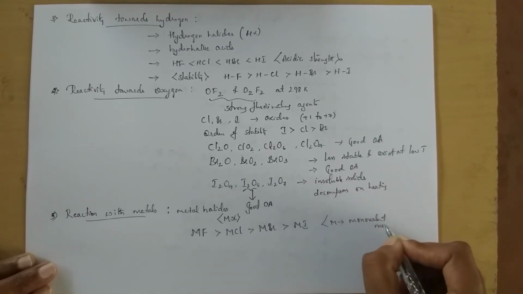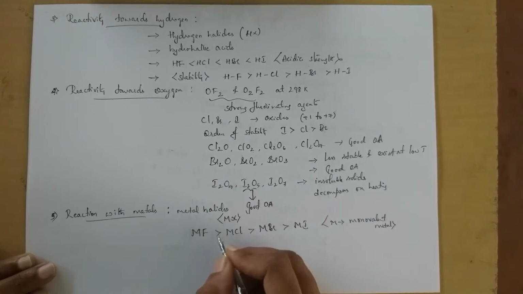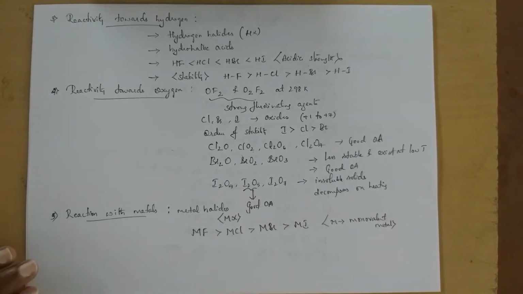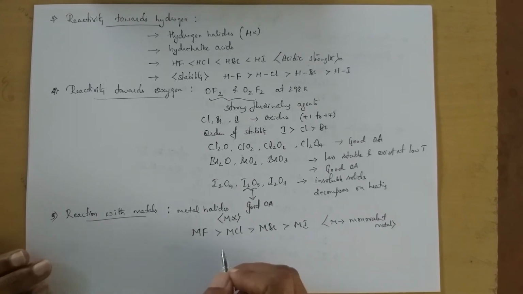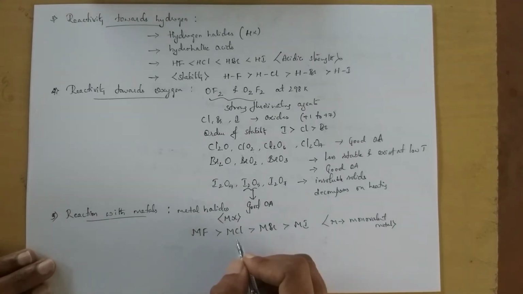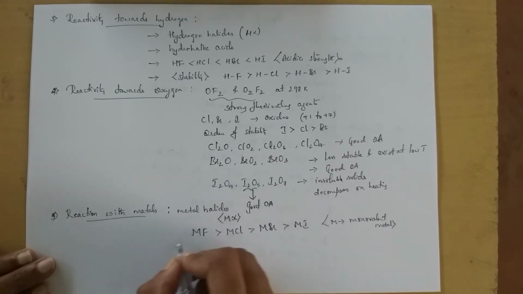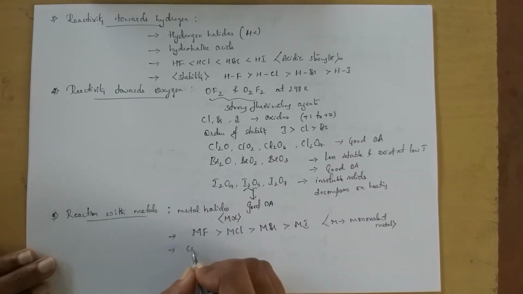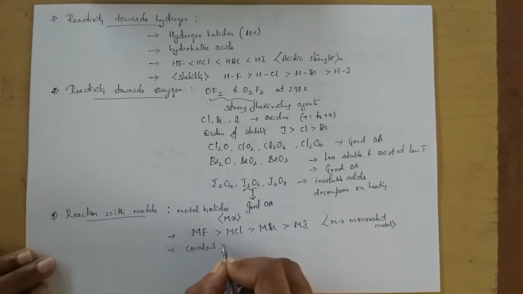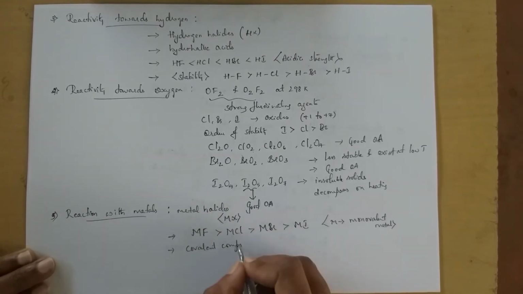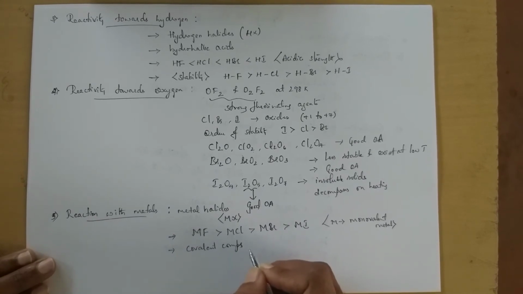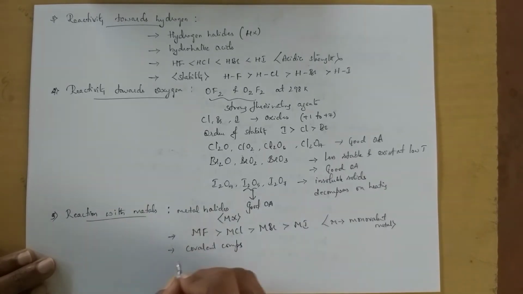Okay na? So monovalent metals react with different halogens to form respective metal halides. These halides are covalent compounds, the ones with a higher oxidation state being more covalent than those with a lower oxidation state.